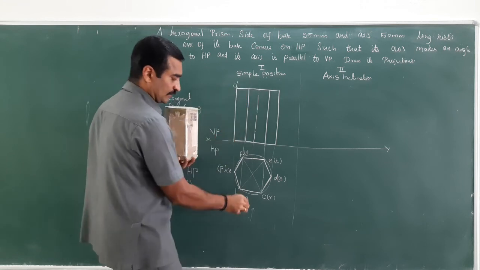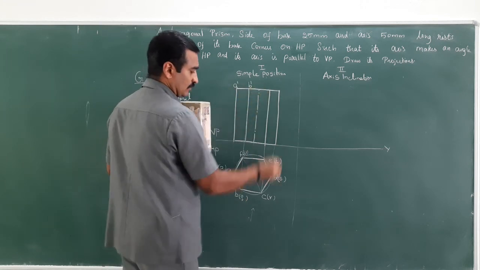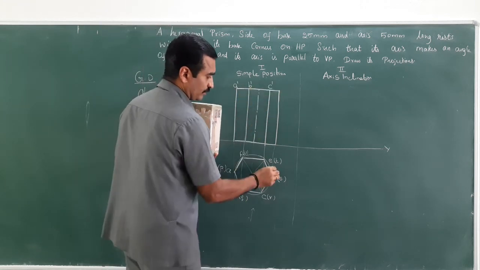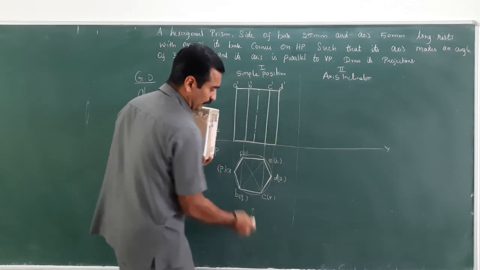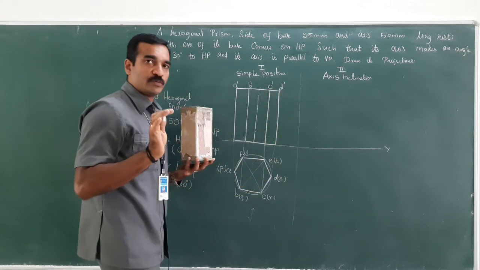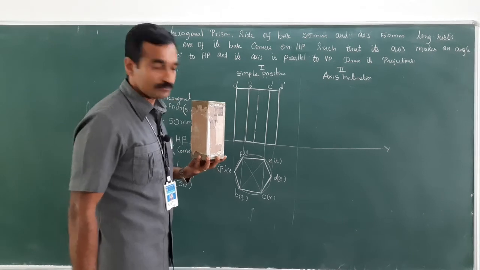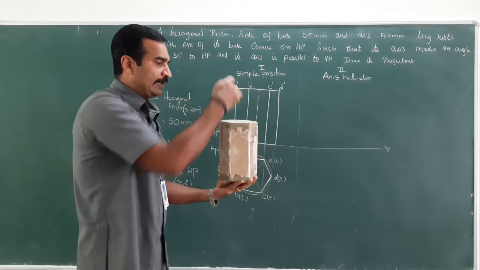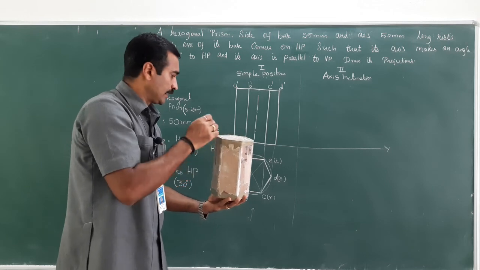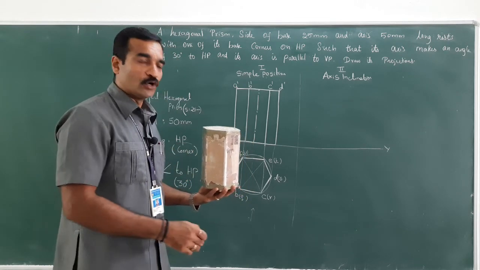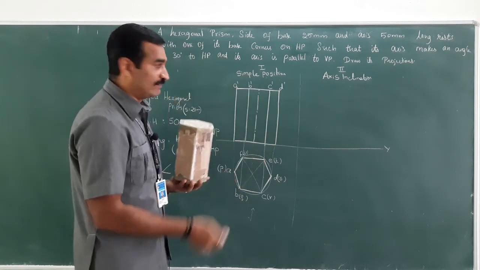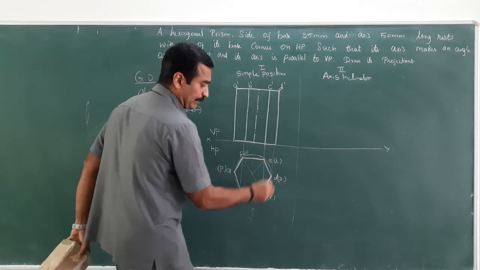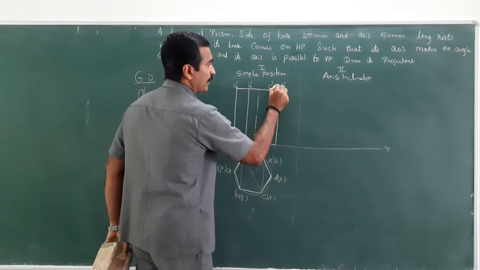A dash, B dash, C dash and D dash. When you look from here, these are the four corners that would be visible. I have captured them here. What about E and F? E and F are right behind the points C and B. Therefore, these two are invisible. So E is right behind C. Therefore, open up a bracket and mention it.